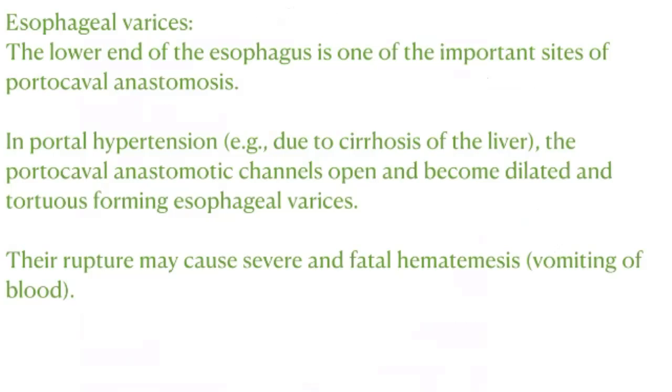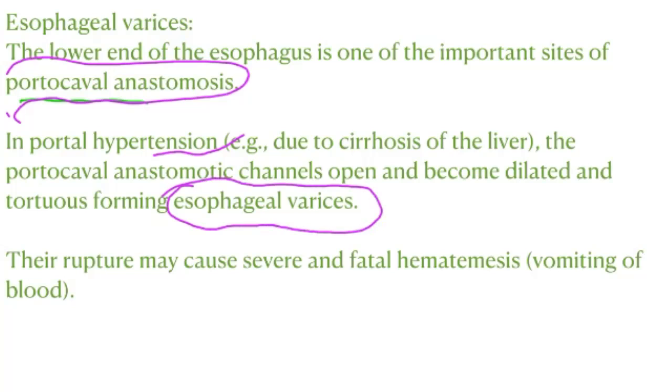Coming to the applied anatomical points. The lower end of the esophagus is one of the important sites of the portocaval anastomosis. We have seen that in portal hypertension due to cirrhosis of the liver or whatever may be the reason, the portocaval anastomotic channels open up and become dilated and tortuous, forming esophageal varices. Their rupture may cause severe and fatal hematemesis. Hematemesis means vomiting of blood, right?